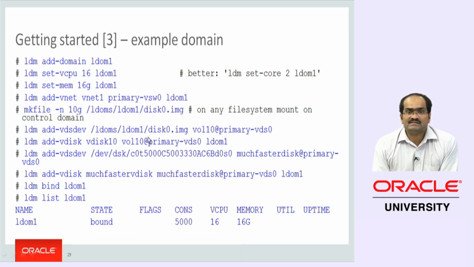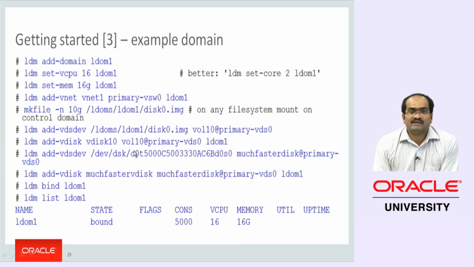Once you attach this image file or a disk directly to the VDS server, then you need to import this device inside the guest domain. How do we do that? That is through add-vdisk, and vdisk10 is the name of the disk which will be imported inside the guest domain. So inside the guest domain you will see this disk with the name vdisk10.